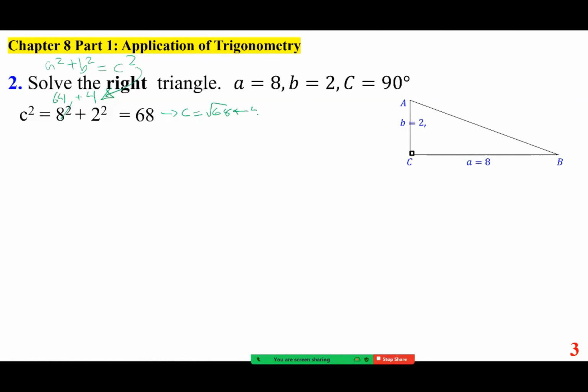And 68 is the product of 4 and 17. 4 comes out as 2. This is the precise answer. And this is an approximation with a couple of decimals.